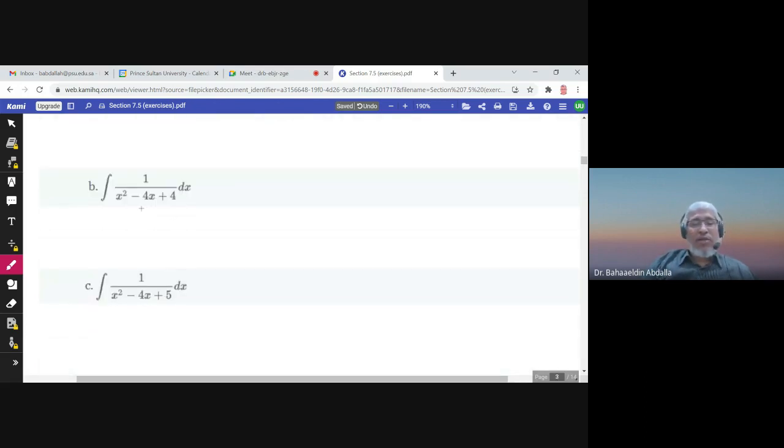Here, if I factor the denominator, I will have 1 over (x minus 2) to the power 2, because this is a perfect square. And now I can evaluate this easily. It is (x minus 2) to the power negative 2, and the integral would be (x minus 2) to the power negative 1 over negative 1 plus c.